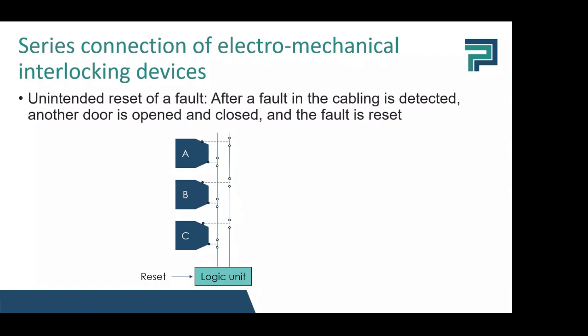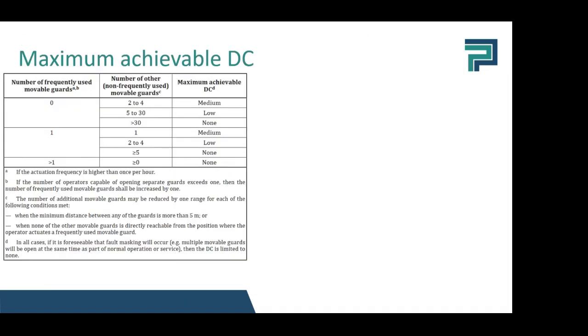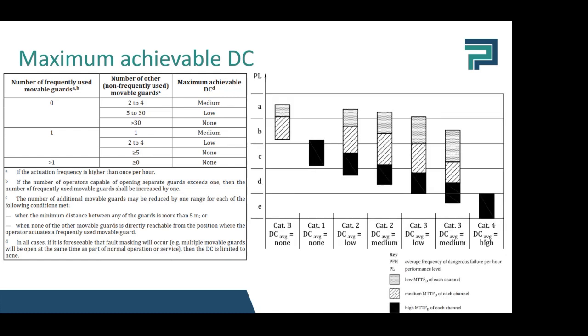Now, why is this important? Because the annex gives a table that can be used to determine the maximum achievable diagnostic coverage. For example, if we have one frequently used guard and two to four non-frequently used guards, the maximum achievable diagnostic coverage is medium. Now, you can ask why diagnostic coverage is important. Well, diagnostic coverage is used to determine the performance level.